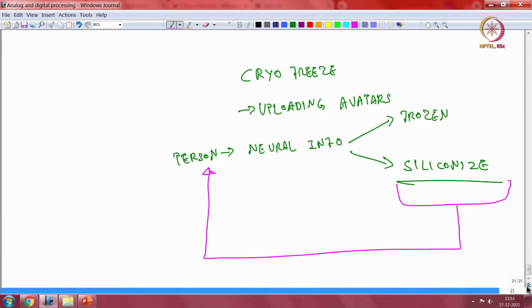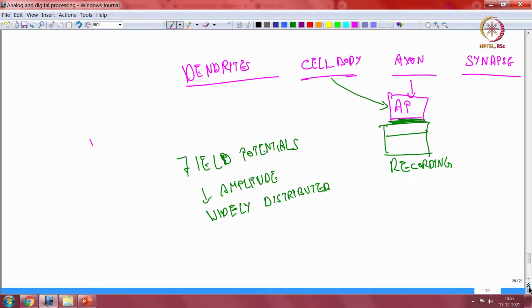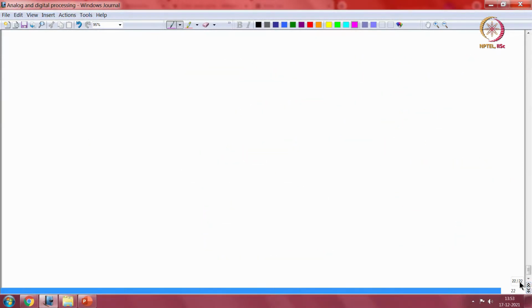So, what is the state function? At the time of freezing or at the time of uploading, acquiring a digital avatar by whatever means, you do not have methods. So, what would constitute the state function is a very interesting thought experiment.